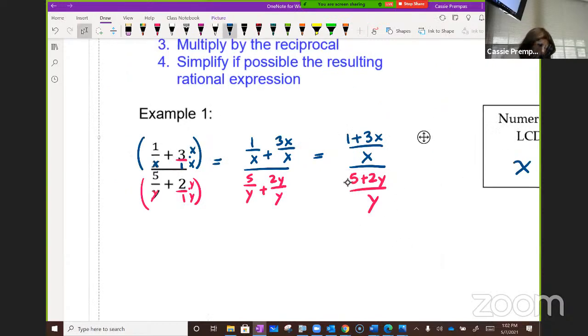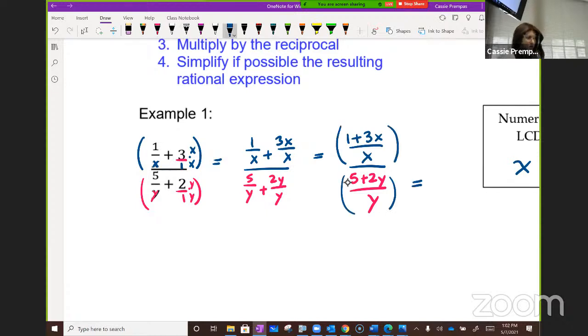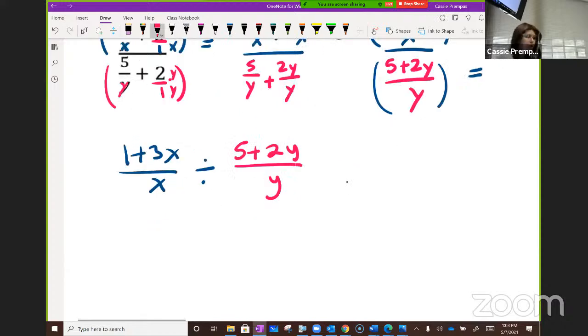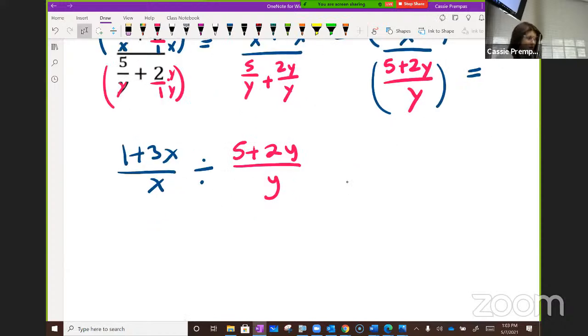Now, hopefully you remember from a previous lesson that any fraction over a fraction, we could just write it out horizontally. This is the same thing as saying 1 plus 3x over x is being divided by 5 plus 2y over y. You might even jump to multiplying by the reciprocal, but I want to caution you, don't forget your restrictions. So right now I see 2 denominators. What can x not be? 0, good. And what can y not be? 0, awesome. So I have those 2 restrictions.